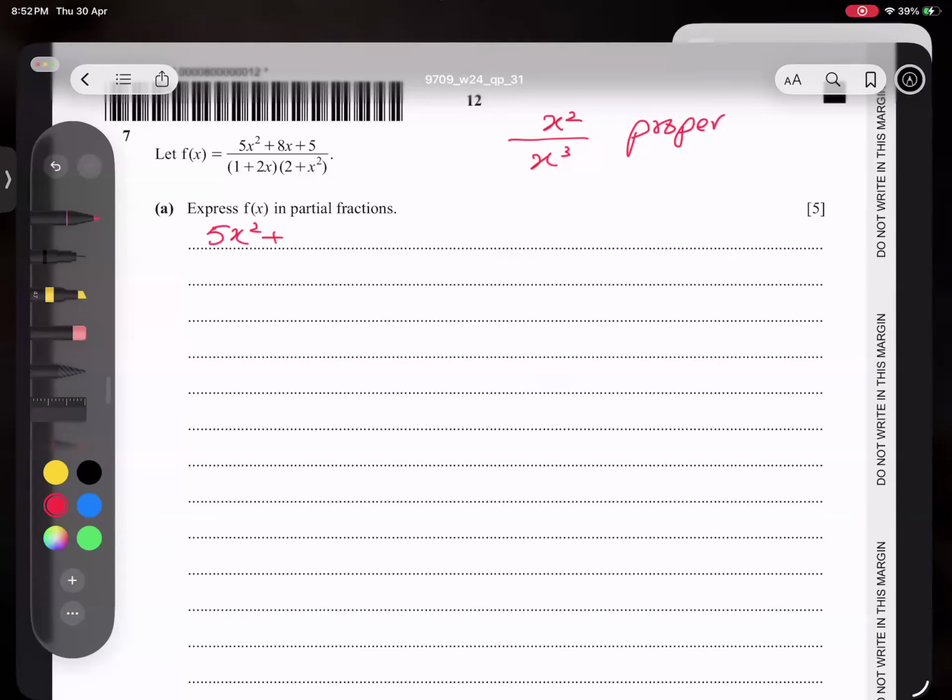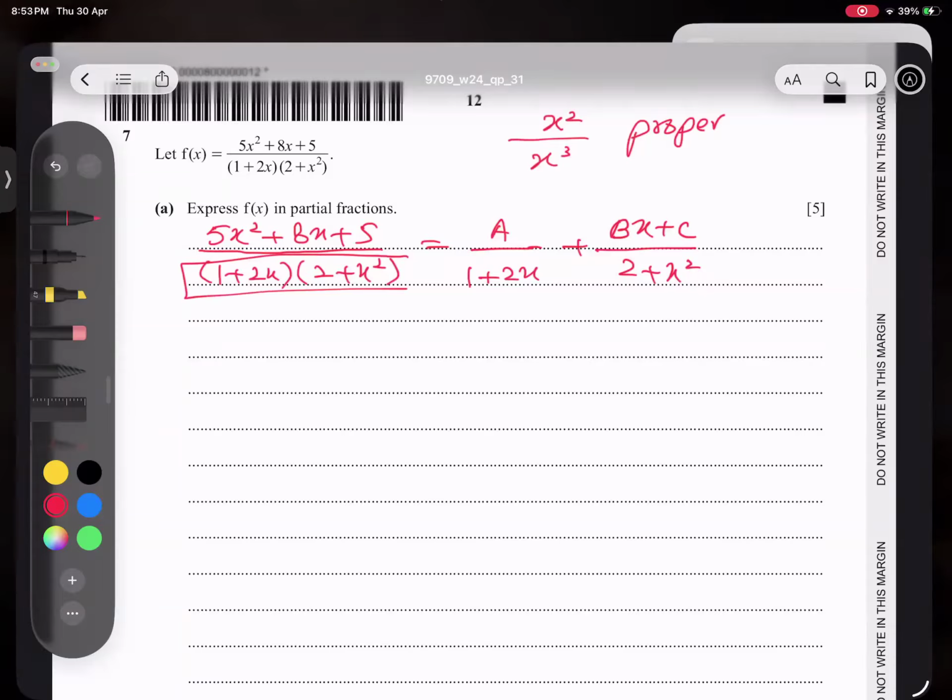5x square plus 8x plus 5 over (1 plus 2x)(2 plus x square) is equal to A over the linear factor, because power 1. Whenever power 1 of x comes, it is called a linear factor, but here is not a linear factor. Here we have power 2. You can see power 2. So you can't write B only, no, wrong. Bx plus C.